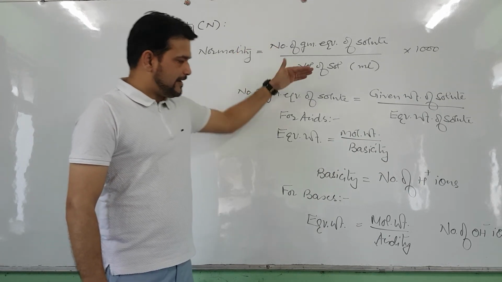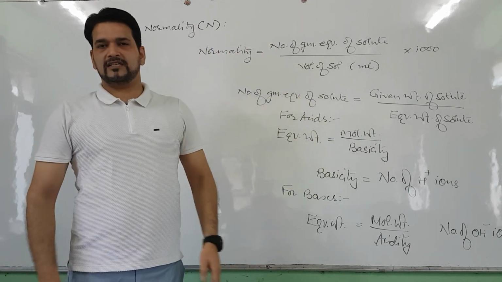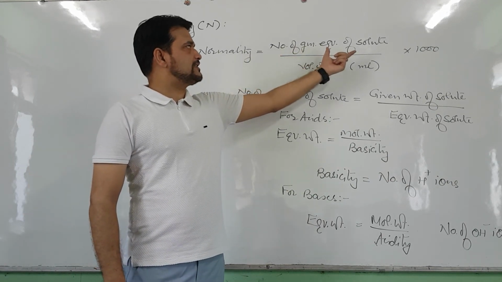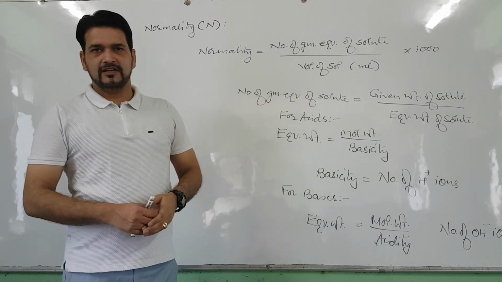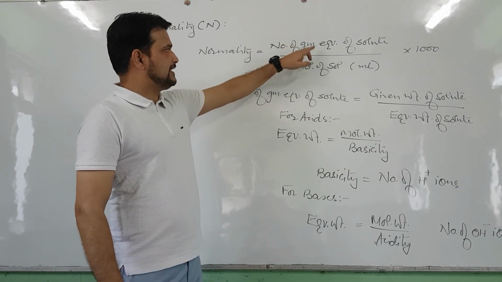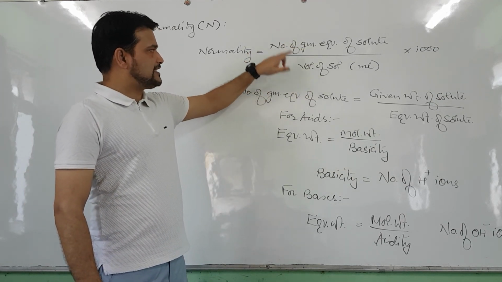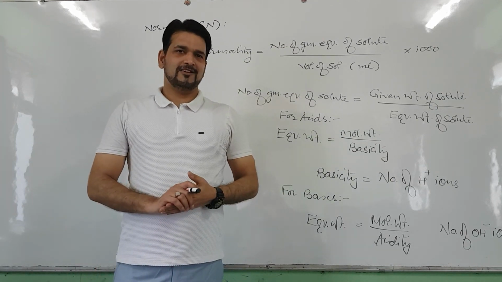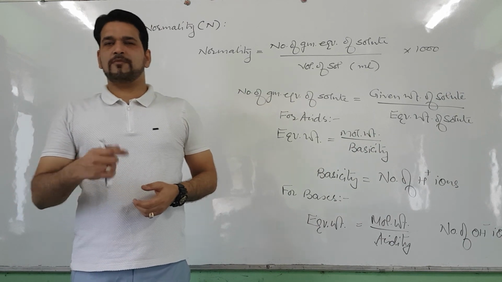So normality depends upon so many other things, but if number of gram equivalents of the solute are given, then by putting that value into this expression we can easily calculate the normality. So this is what normality is all about.